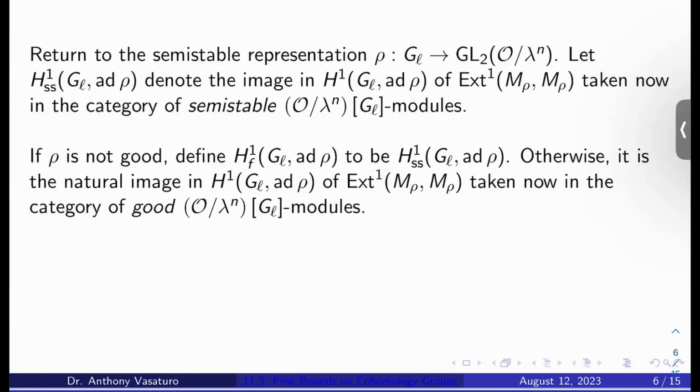Okay. All right, how about H^1_f? Well, if rho is not good, we'll define H^1_f to just be H^1_ss. No difference. Otherwise, it's going to be the natural image in H^1(G_l, ad rho) of Ext(M_rho, M_rho) again, just like it was up here, except this time we're going to look in the category of good O mod lambda^n G_l-modules. So f stands for flat because we're looking at good extensions. Okay.